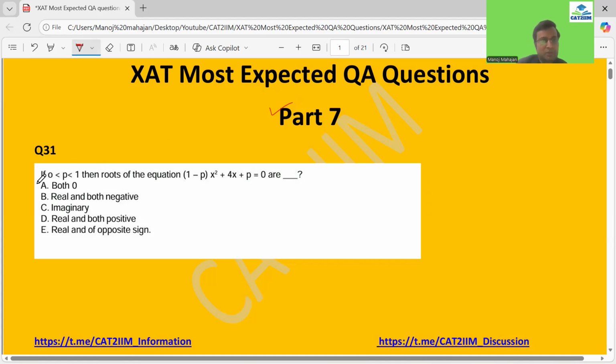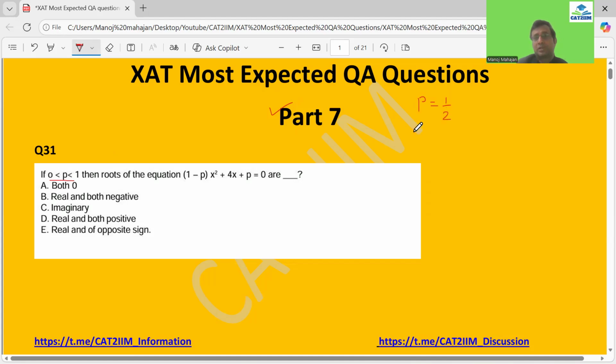See, what is given over here is the value of p is in the range 0 to 1, and they're asking the roots of the equation, and there are five options we have. One thing is very sure that whatever the value of p in the range 0 to 1, the answer is fixed, one of these out of A, B, C, D, E. So we can put any value of our choice in this range. So I'm putting over here p as, let's say, 1 by 2.